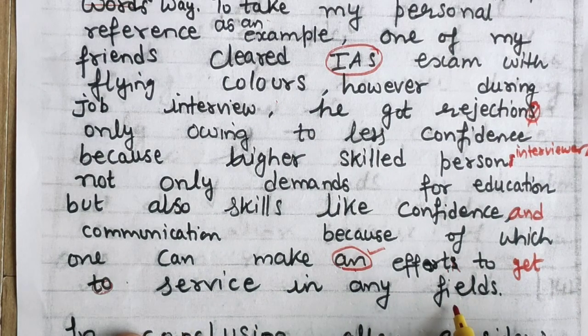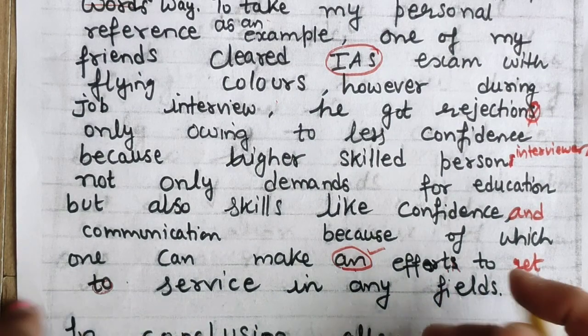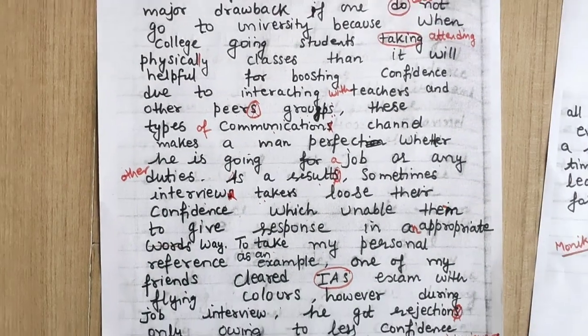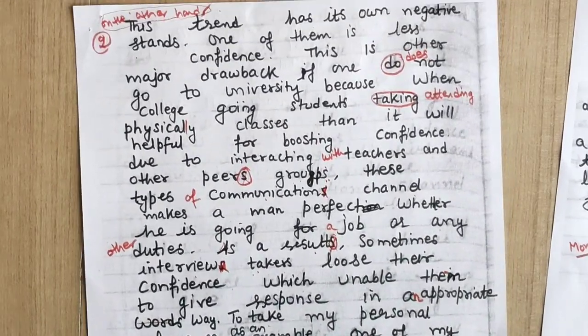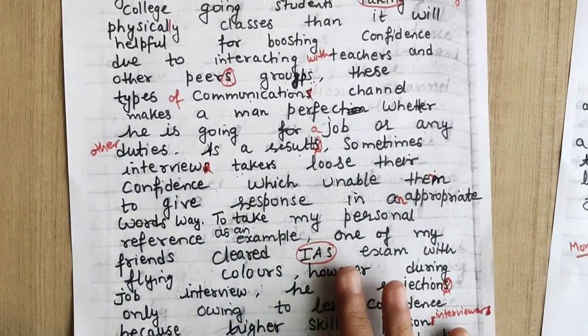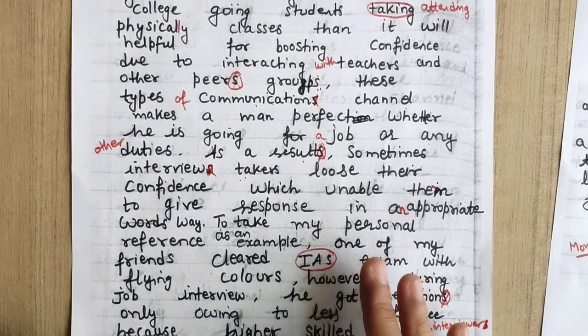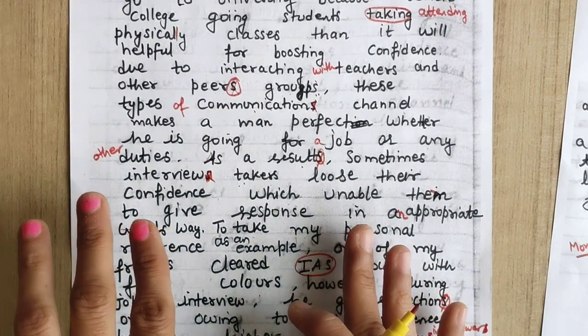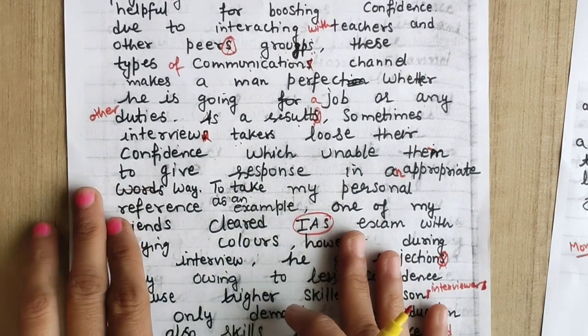service in any field. Okay, so here you can see for the second paragraph, you can see this many mistakes we have. Although that student has made mistakes, the main message is readable, and we can understand the message she is going to tell.